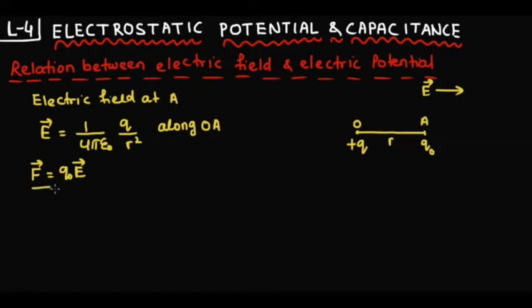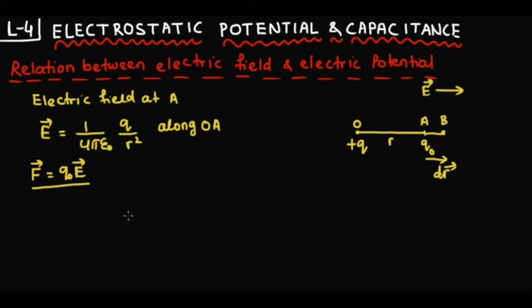Due to this force F vector equal to q naught E vector, the test charge will be displaced. It will go away from the source charge. Suppose it is displaced from point A to another point B, such that this displacement is dr vector. The test charge q naught is displaced from A to B by a small amount dr, and you can see that the displacement dr vector is directed along the direction of force, which means force and displacement are along the same direction.